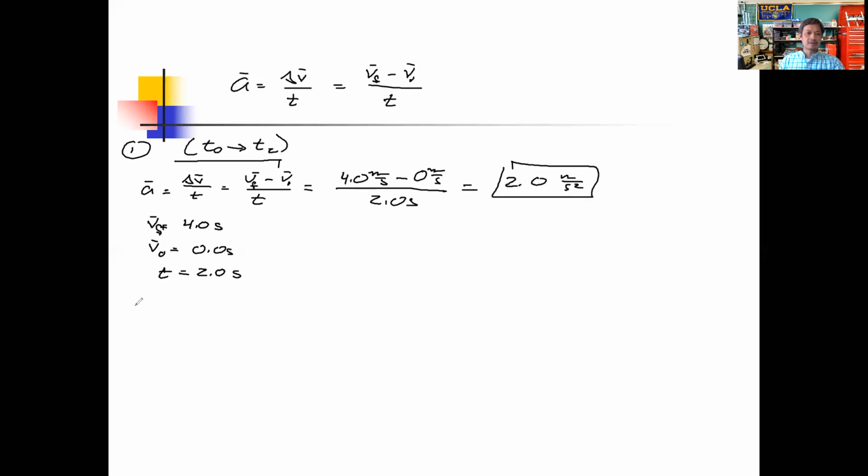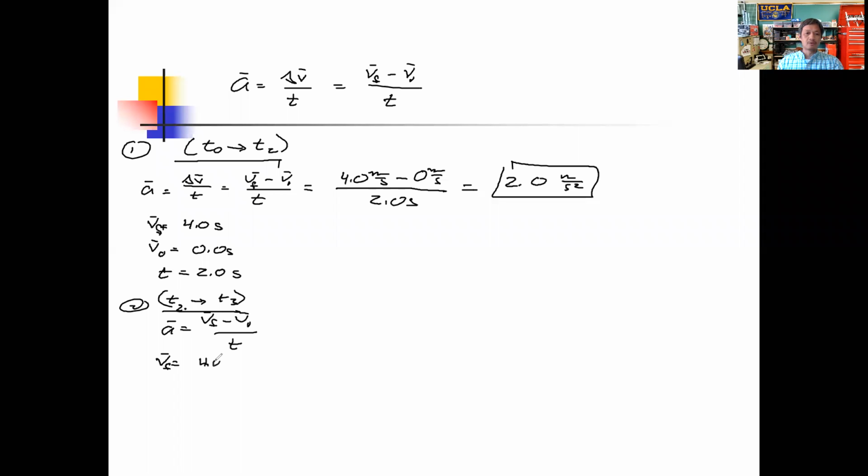Let's go ahead and take a look at the second time interval. The second time interval was t 2 seconds to t 3 seconds. So we're looking at this time interval now. Using this same equation, and I'm just going to shorten it a little bit here, it's going to be V final minus V initial all over t. Let's identify what we're given here. Within this time interval, V final was 4 meters per second. Oops, sorry. Let me rewrite this here.